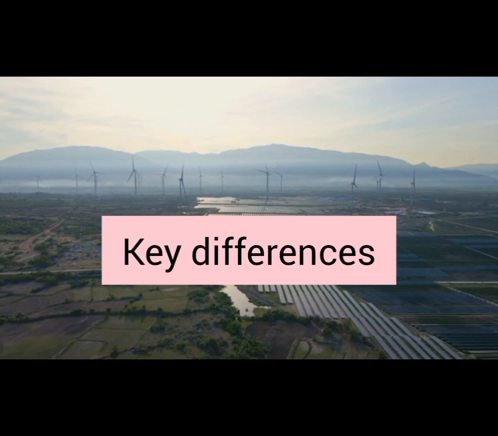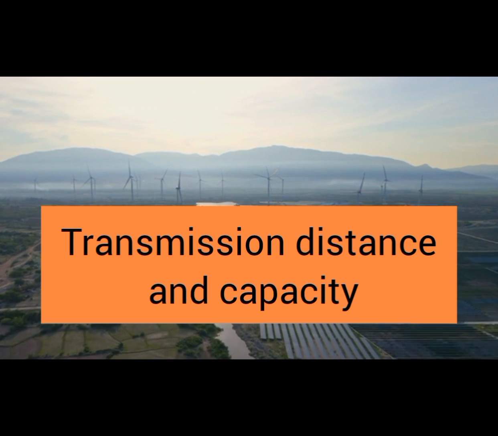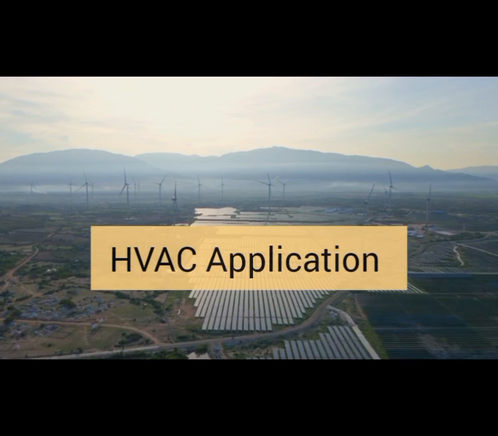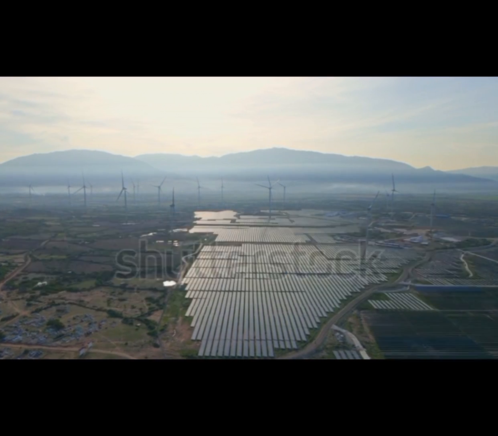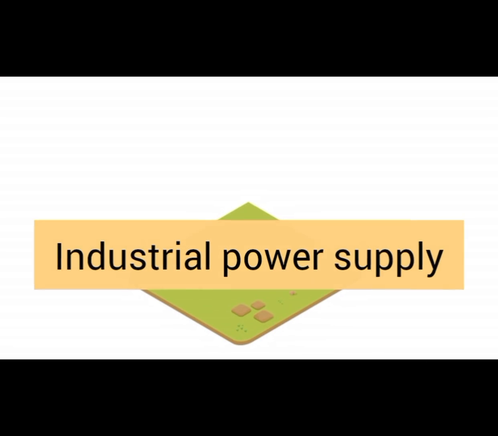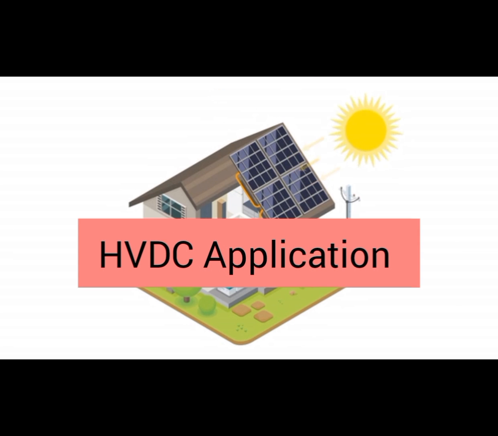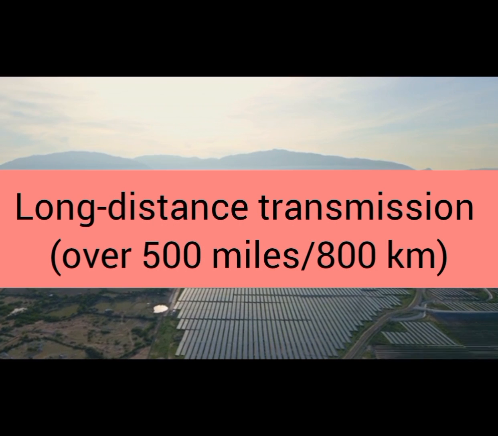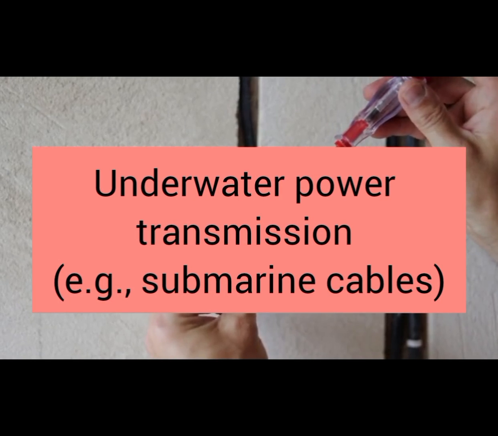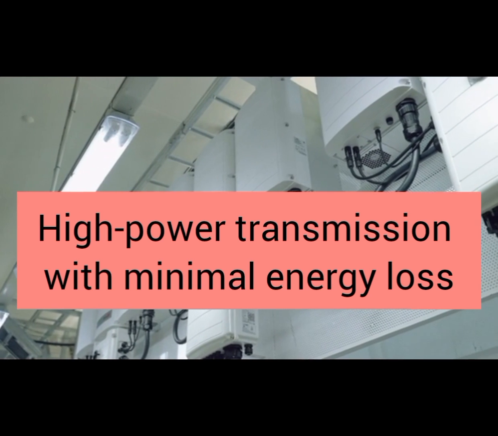Key differences. Type of current: AC versus DC. Transmission distance and capacity. Technology used: transformers versus converters. Cost and industry adoption. HVAC is commonly used for local and regional power distribution, industrial power supply, and residential and commercial electricity. HVDC is typically used for long-distance transmission over 500 miles (800 kilometers), interconnecting asynchronous grids, and underwater power transmission, for example submarine cables. High power transmission with minimal energy loss.